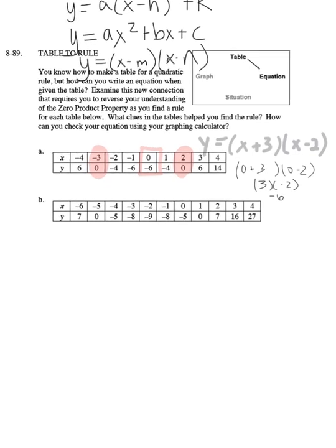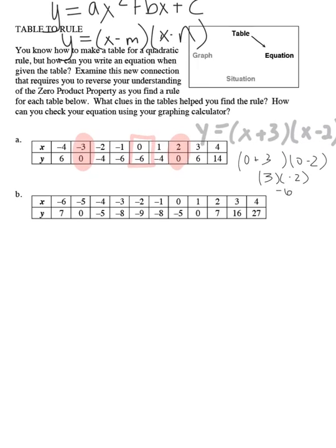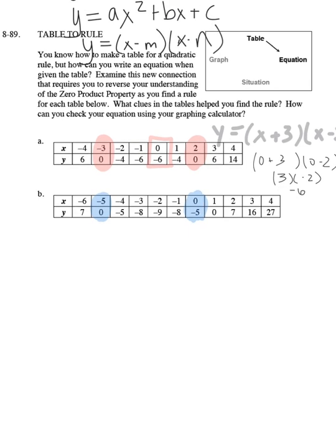Let's look at the table for part B. In similar format, I see an x-intercept at -5. I see a y-intercept at -5. And an x-intercept at 1. So I'll start by making that y equals. If the x-intercept is -5, it comes from a factor of x plus 5. And if the x-intercept is 1, it would come from x minus 1.